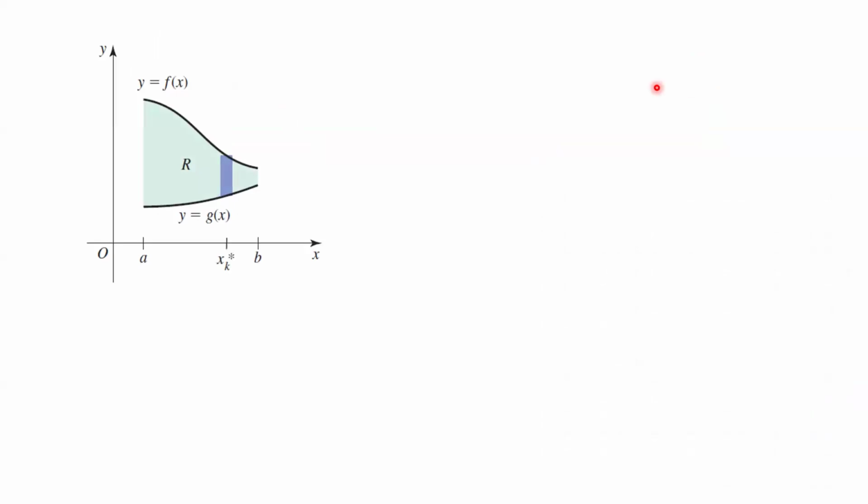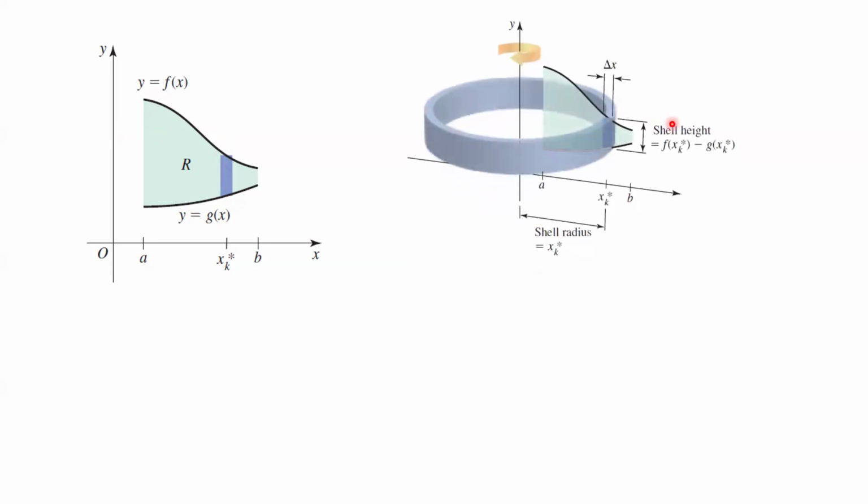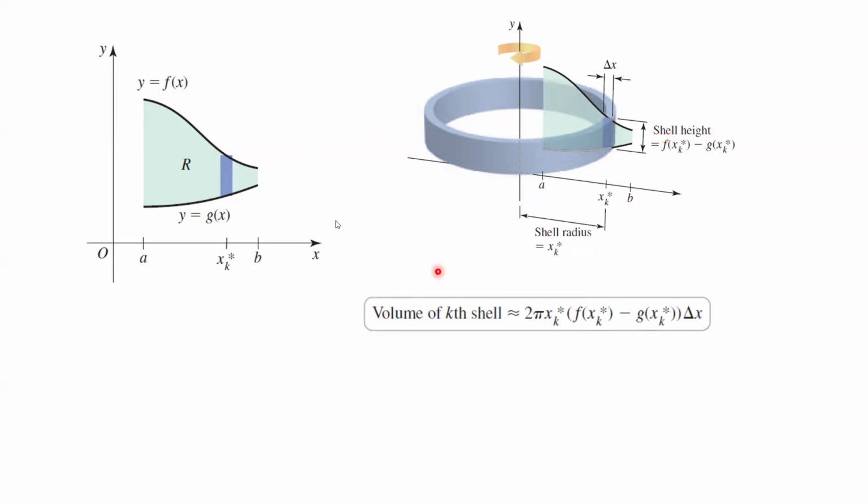Now, I expect you to ask, what if we have the region bounded between two functions like f of x and g of x, and we start rotating this about the y-axis? Then, how do we calculate the volume of these small shells? The volume of these small shells is 2 pi x_k star times f of x_k star minus g of x_k star, times delta x. x_k star is a representative value, and delta x is the thickness.